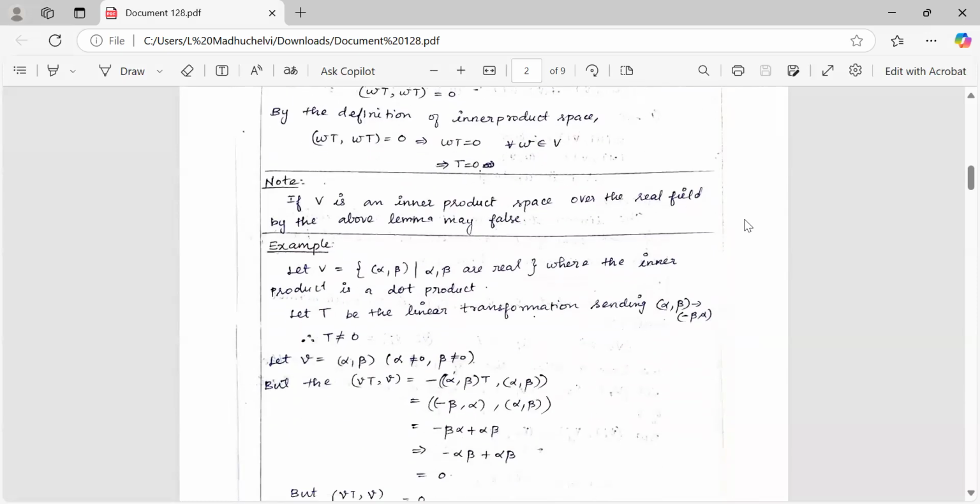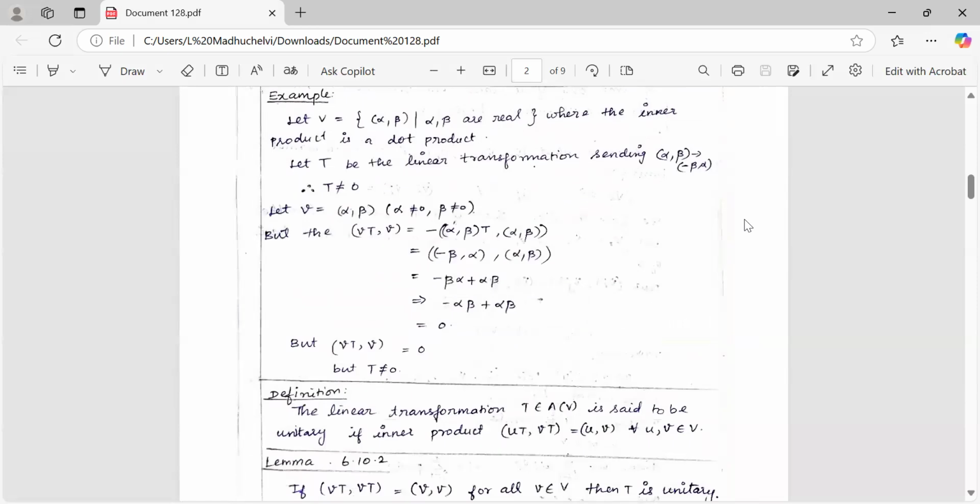Next, let us see one example. Let V equal the set of (alpha, beta), where alpha, beta are real, and the inner product is defined as the dot product. Let T be the linear transformation sending (alpha, beta) to (minus beta, alpha). Then T is not equal to 0, because it sends (alpha, beta) to (minus beta, alpha). So if (alpha, beta) is not equal to 0, then (minus beta, alpha) is also not equal to 0. So T is not equal to 0.